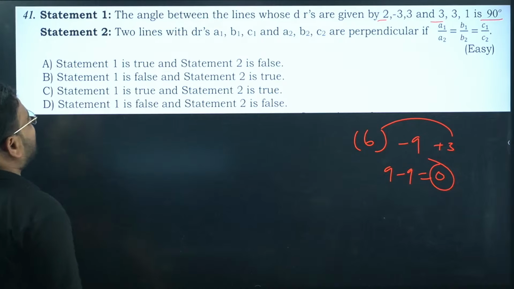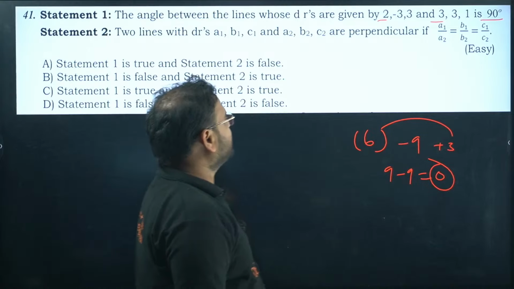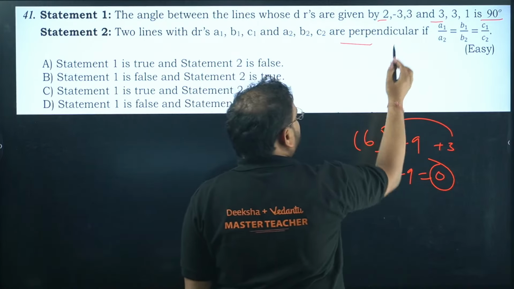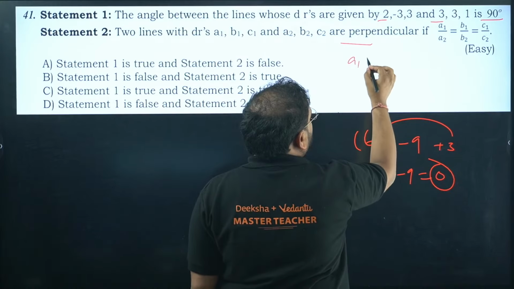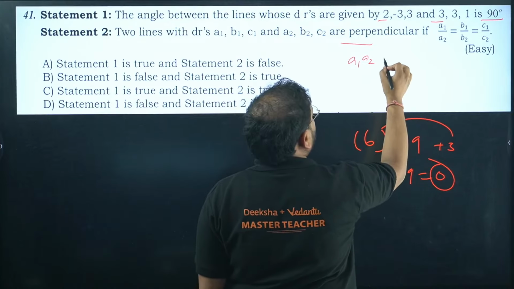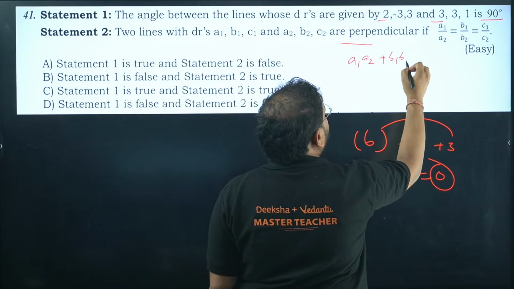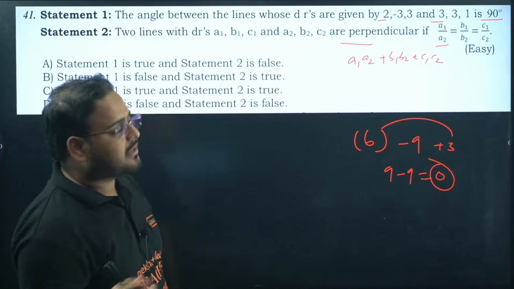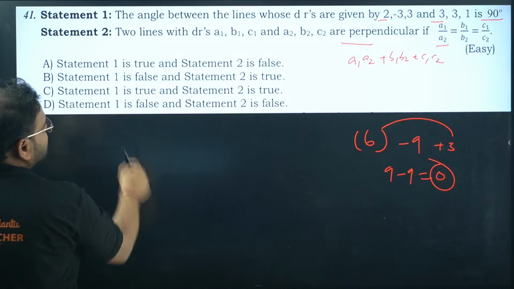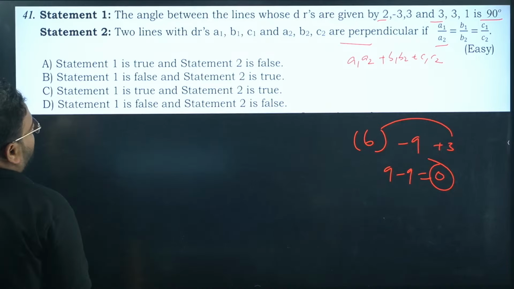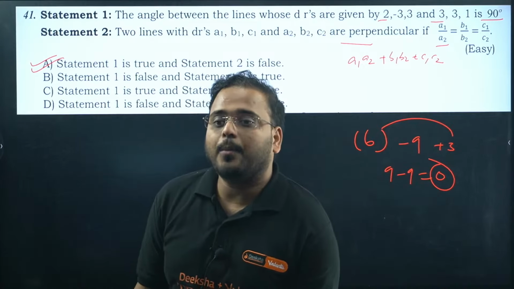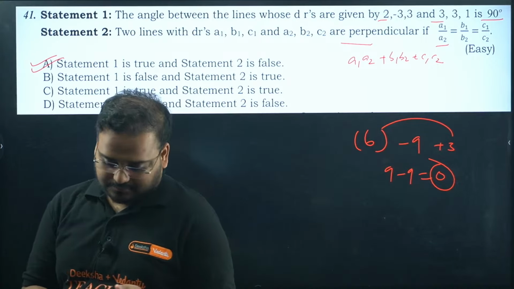Number 2, you check. Two lines with DRs A1, B1, C1 and A2, B2, C2 are perpendicular if A1 by A2 equals B1 by B2 equals C1 by C2. That's wrong, right? For perpendicular, the condition is different. This case is for the parallel lines. Hence the given statement 2 is false and 1 is true. Option A is correct. Okay?